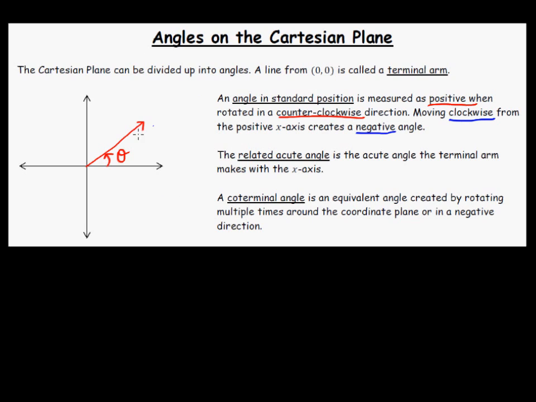When using the Cartesian plane, we usually divide our plane up into 4 different quadrants. This one is referred to as quadrant 1. That's the quadrant where x and y values are both positive. And then rotating in a positive direction, or counterclockwise, this is quadrant 2, this one's quadrant 3, and this one is quadrant 4.